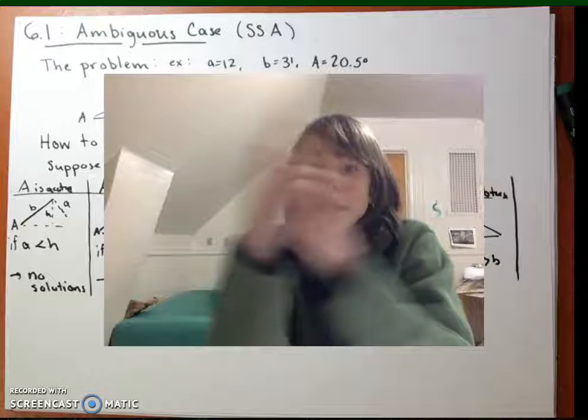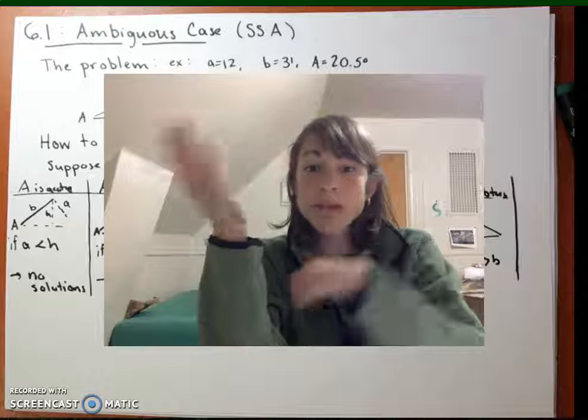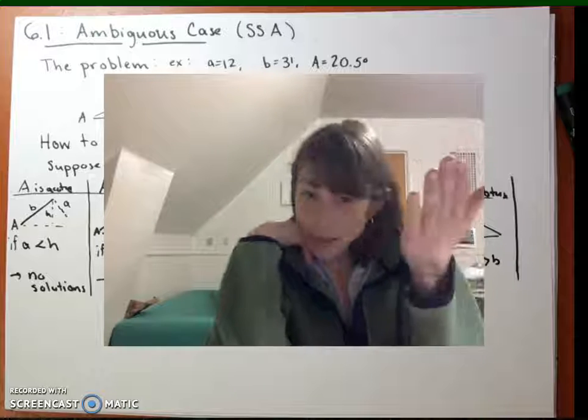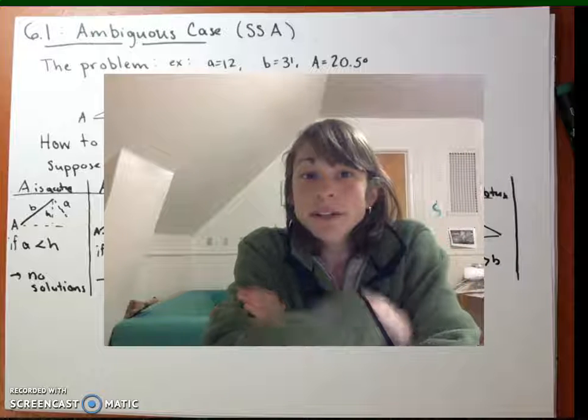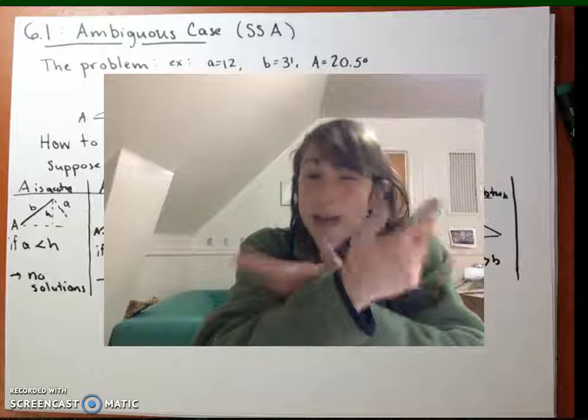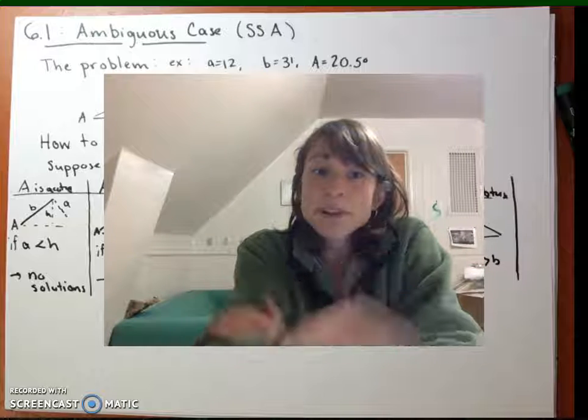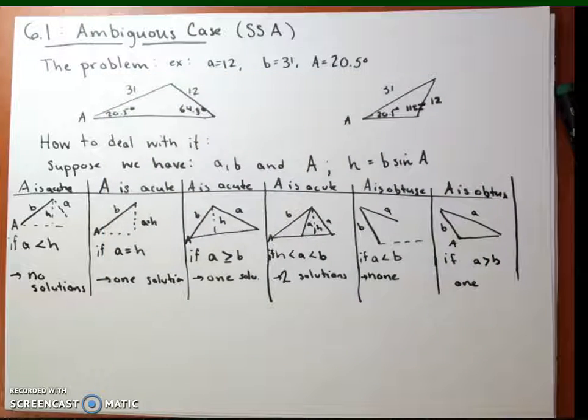So what this ambiguous case, what these rules tell us, is when we have no solutions, when we have one solution, and when we have two solutions. We're going to play around with this a lot in class to see why this is true. But for now, just treat it as rules.